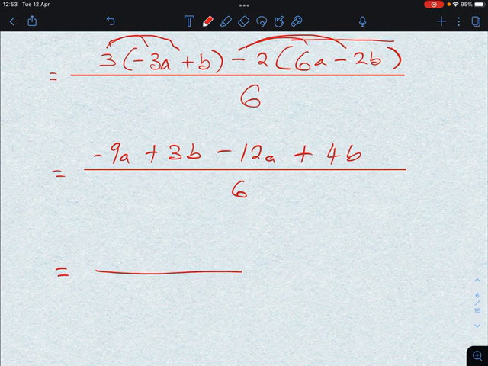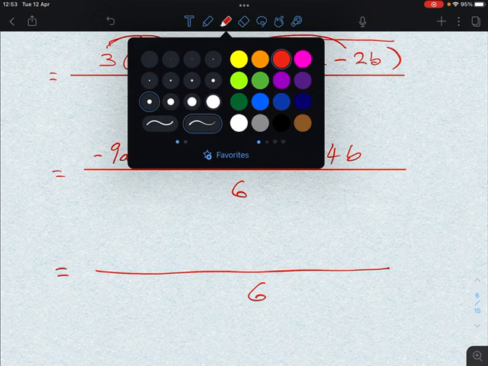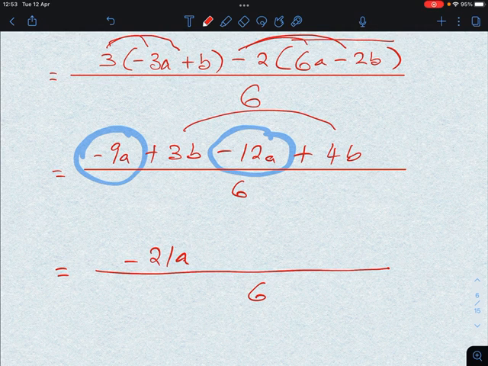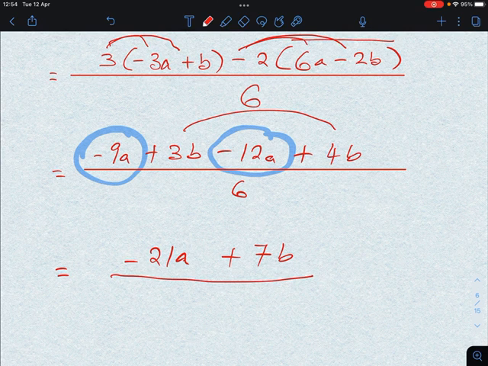So the next step is, again, don't forget the LCM. Always write the LCM first. Then we have to combine the common terms. So we have 9a here, and we have negative 12a. Obviously, we will have negative 21a. And 3b plus 4b gives you plus 7b. That's all about it. If you want to make it nice, maybe you can just put some makeup here, put over 6 here, a bit nicer. That's all about it.